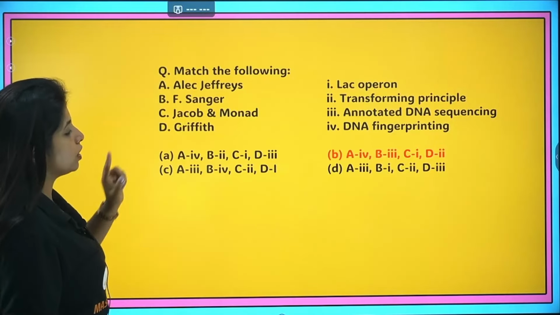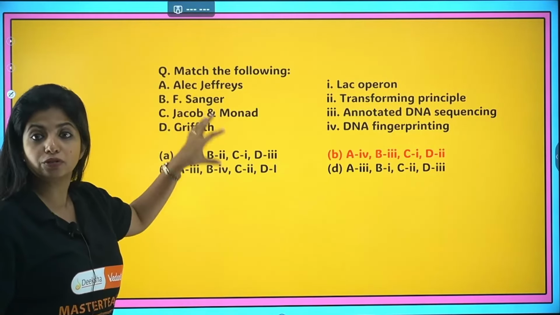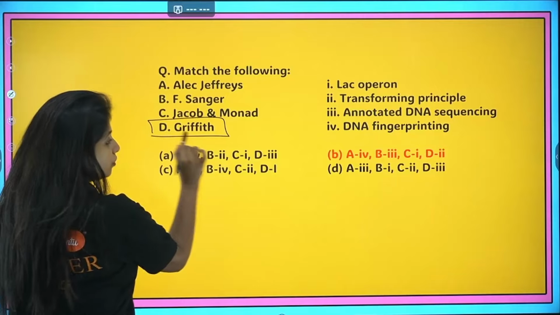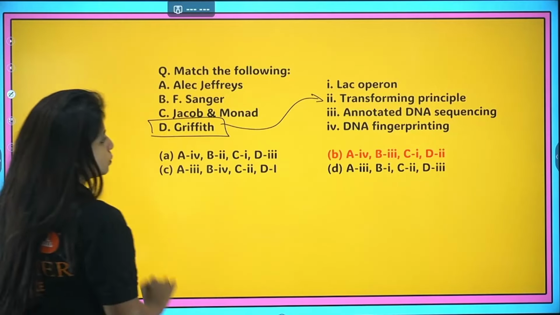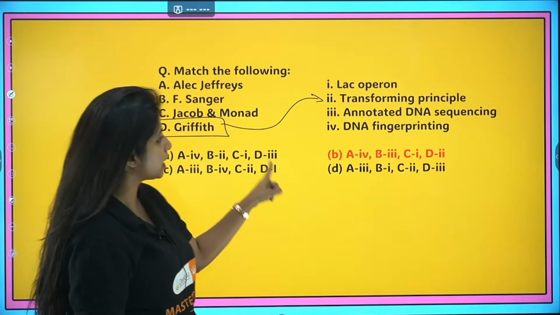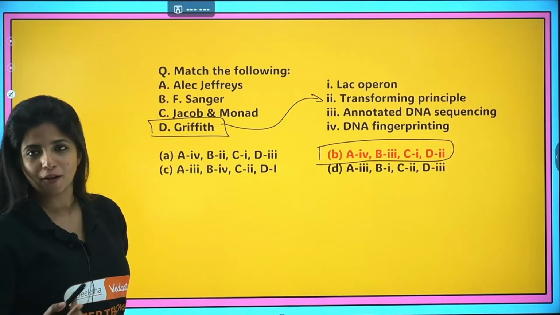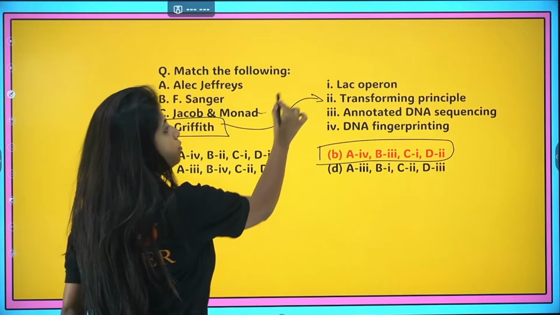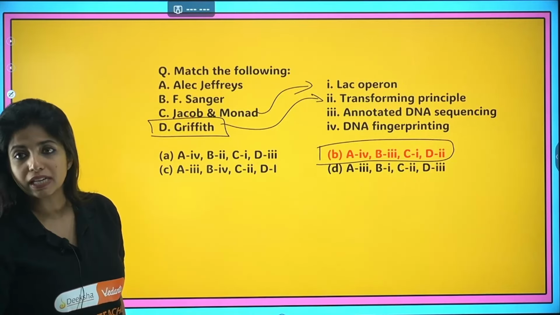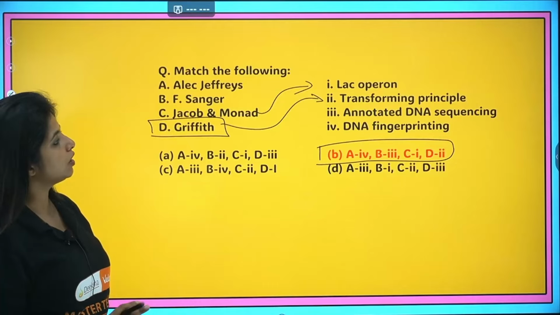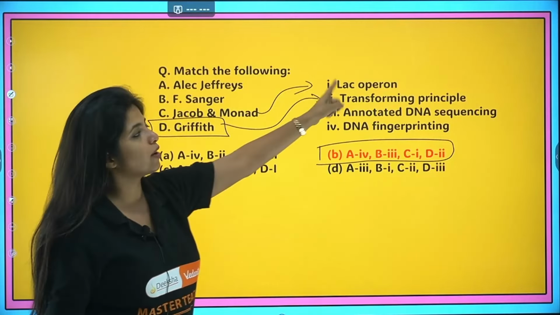Now, match the following. I put this question because I needed you to remember all the names. So, first of all, I know a simple thing, that Griffith was the one who did the transforming principle experiment. So, D goes with 1, and with that I can find the answer. There's only one thing that goes up there, but you need to know about everyone. So, Jacob and Monod were the people who found the lac operon. You can remember both of them have O in there, so lac operon.